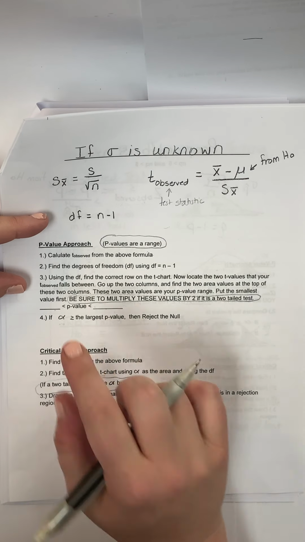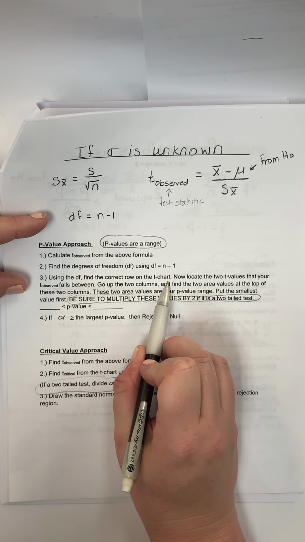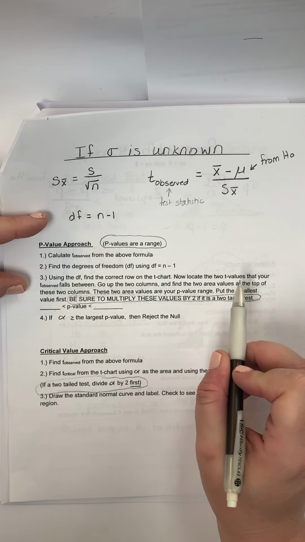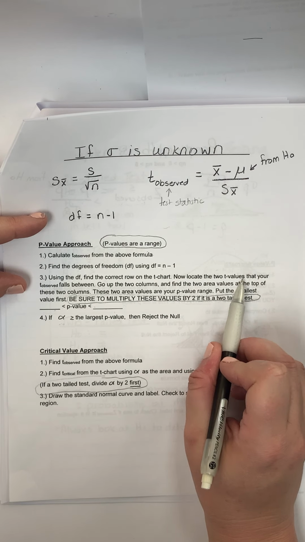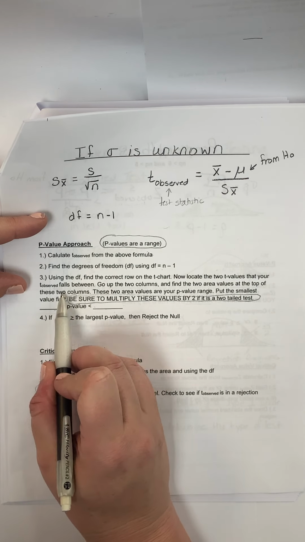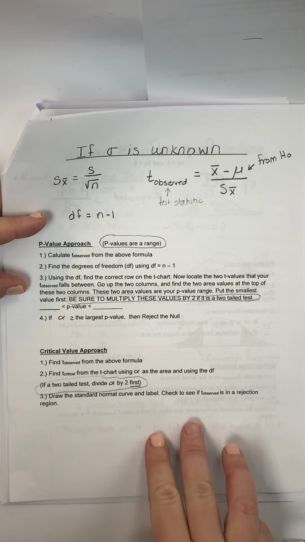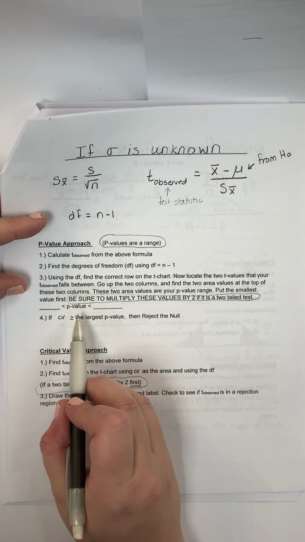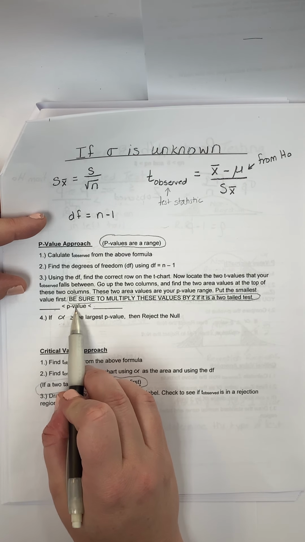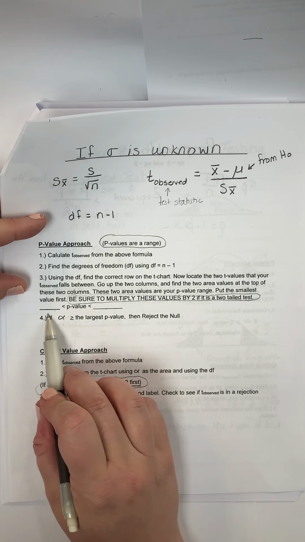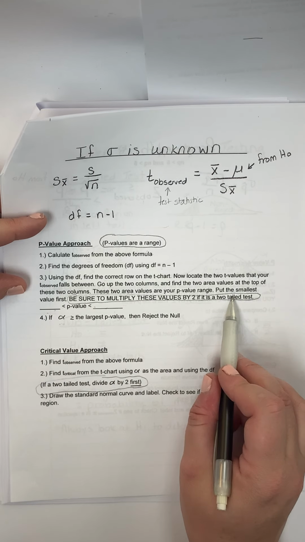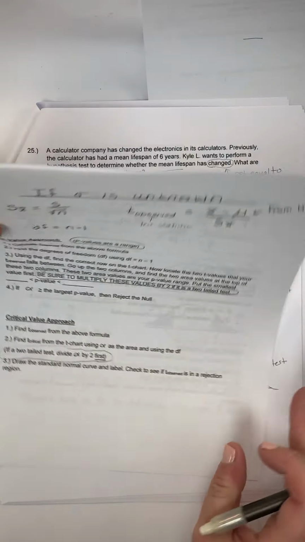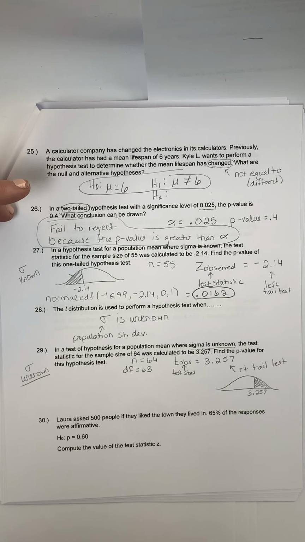Using degrees of freedom, find the correct row on the t-chart. Now locate the two t values that your T observed falls between. Then go up the two columns and find the two area values. Remember, p-value for sigma unknown is a range. Remember that. We don't have a two-tailed test, so we don't have to worry about that. Okay, so we have a range here.